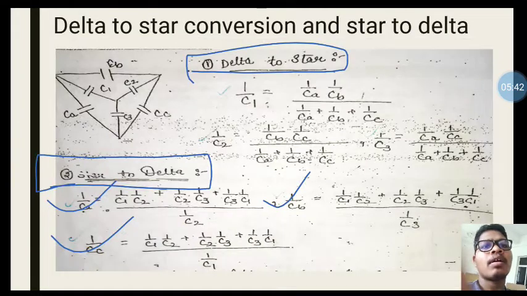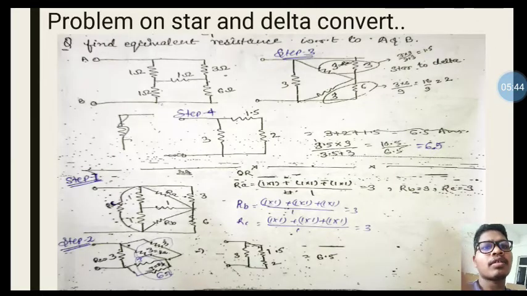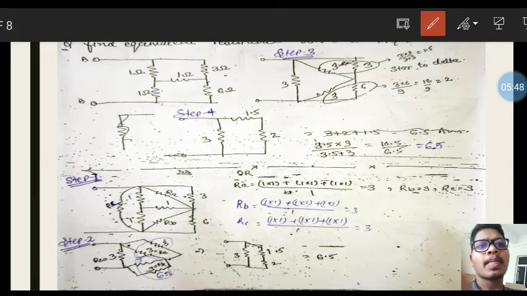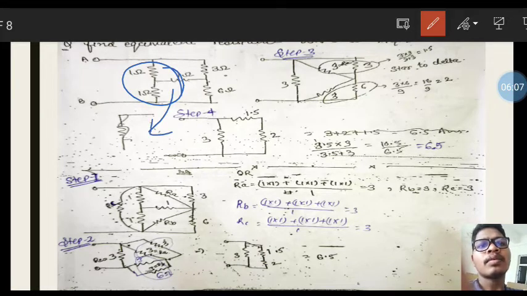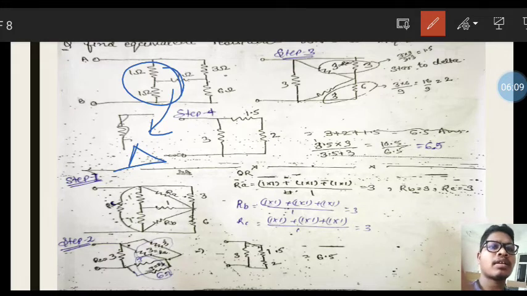We have already discussed the star to delta conversion. So put here in this figure. In this figure only we need to apply the star to delta conversion. Then only can we find the easiest solution, which can be found by transforming this network to a delta network. Okay, so this is step 1.